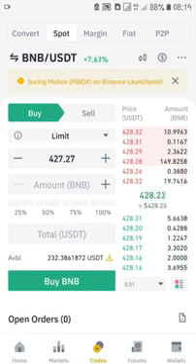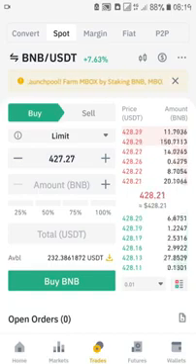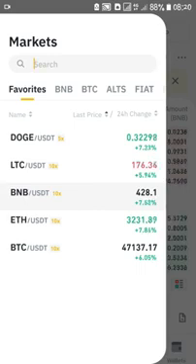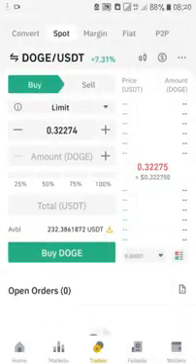Okay, same BNB USDT there. We can change this by clicking this BNB and USDT. You can change the cryptocurrency pair you want to trade. So let's say we want to trade Doge. We want to buy Doge now. We want to buy it cheap and sell it high. So we'll click on Doge.